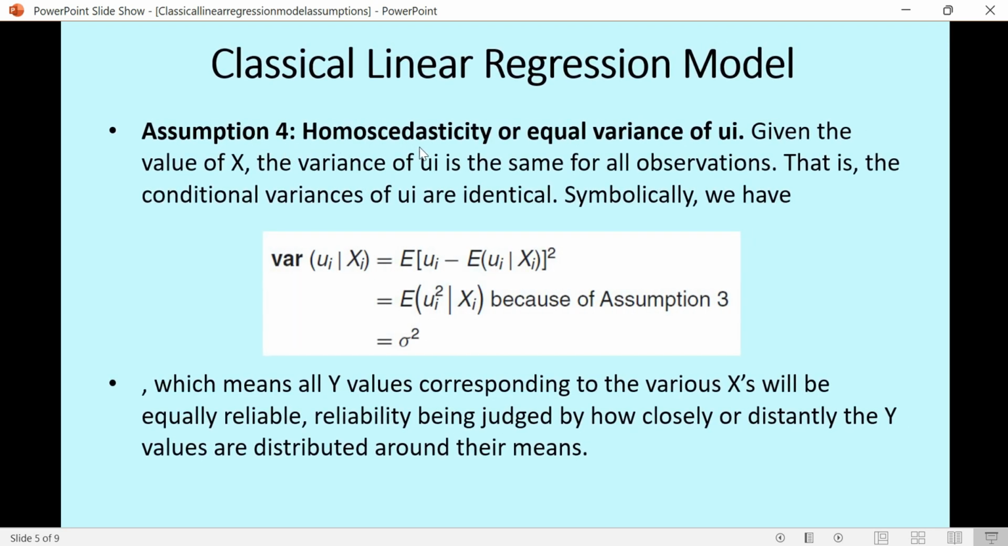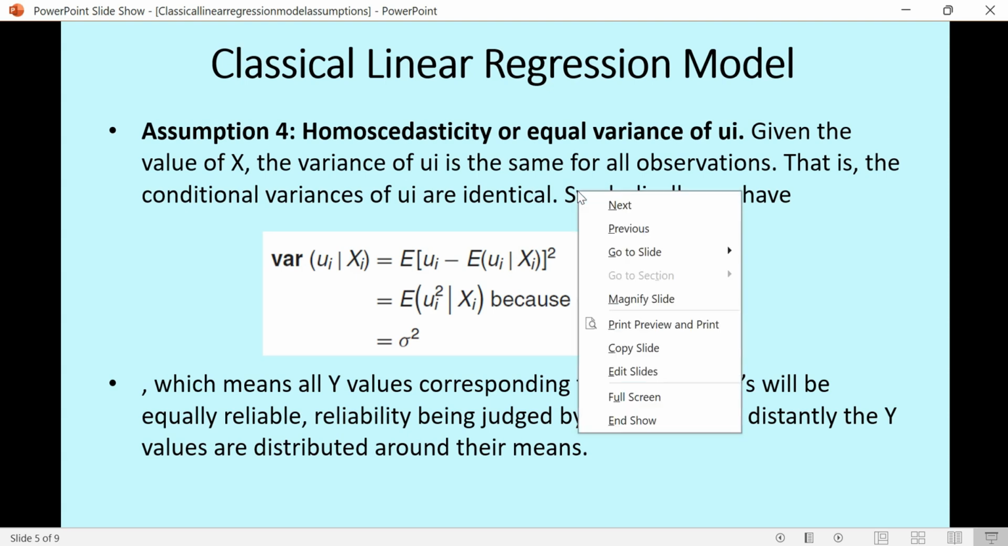Assumption 4 is homoscedasticity, or equal variance of ui. The form is the variance of ui given xi is sigma squared. So for each xi, the disturbance variance is the same. This is called homoscedasticity.